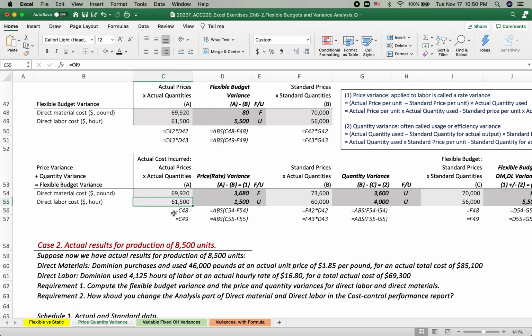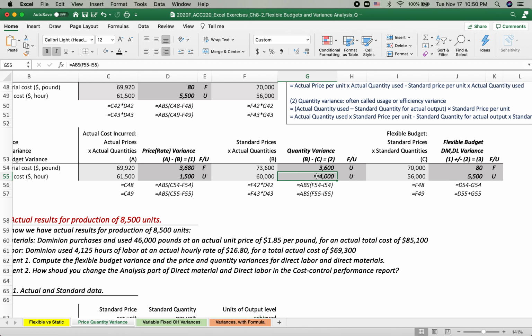It's really inefficient. Why? The reason why they hired expensive laborers is that they are skillful. They have more skill. They can spend less time than the cheap labor. But actually, they spent more time. That's why the quantity variance, which is our variance, is deteriorating.